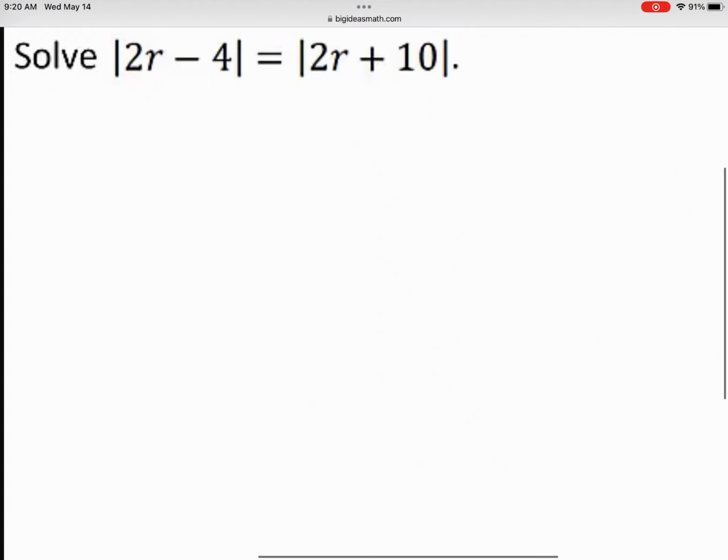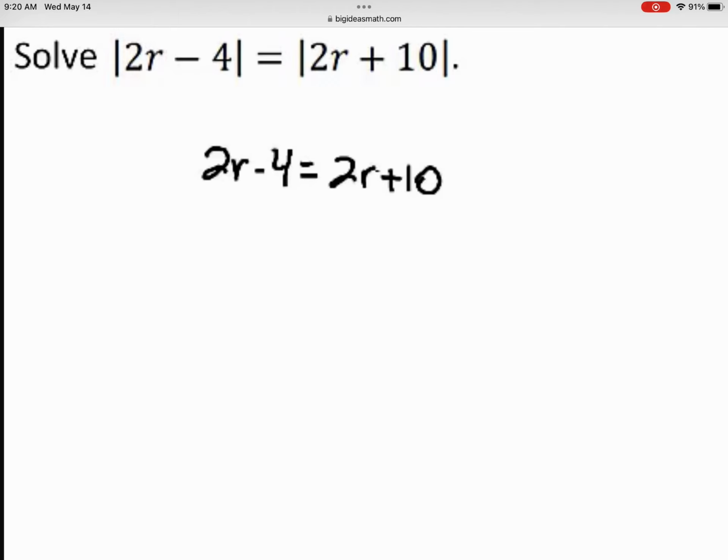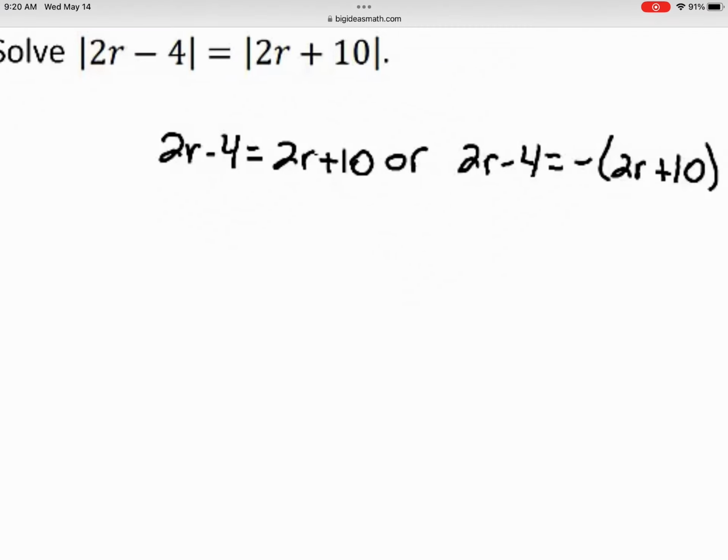Solve the absolute value of the quantity 2r minus 4 equals the absolute value of the quantity 2r plus 10. First, you want to write the two related linear equations for this absolute value equation. 2r minus 4 equals 2r plus 10, or 2r minus 4 equals the negative of the quantity 2r plus 10.